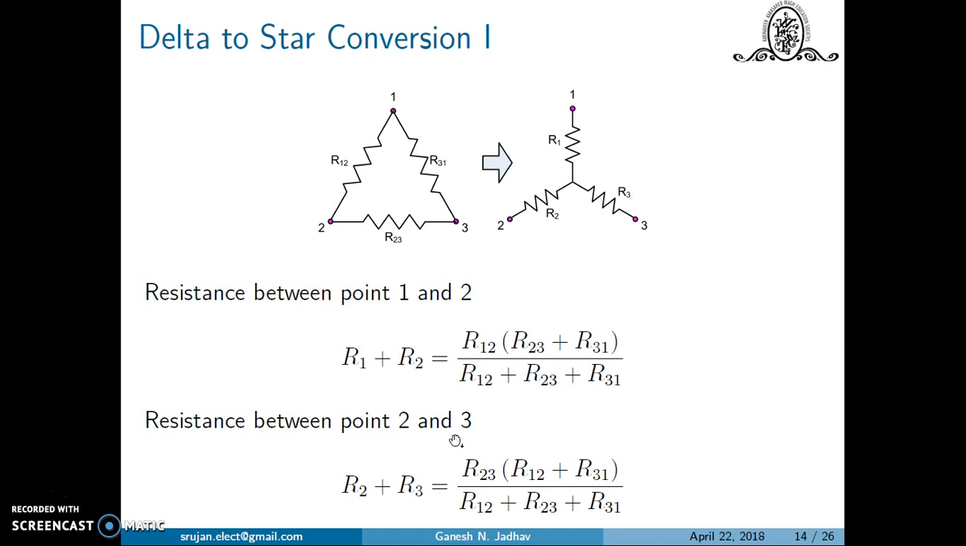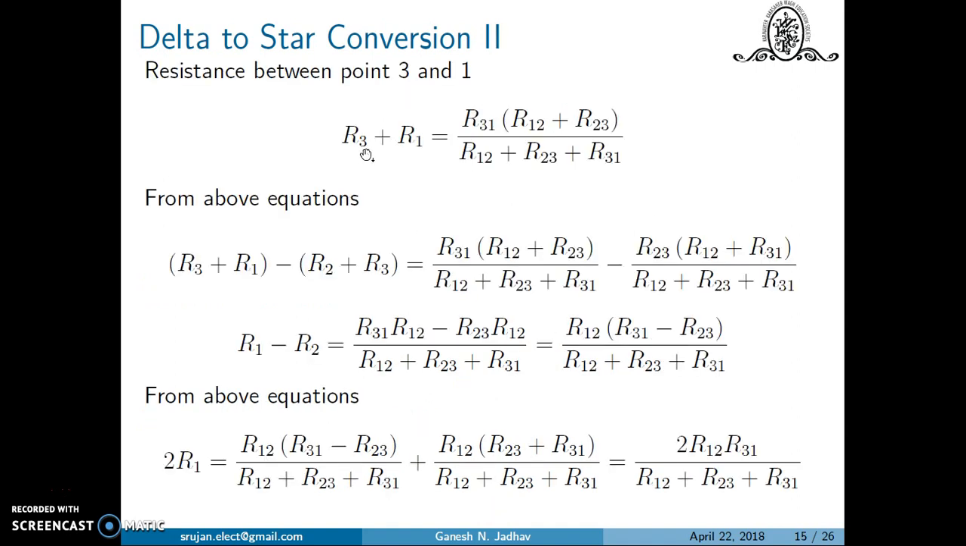Similarly, between points 2 and 3, R23 is in parallel with the series combination of R12 and R31. That is R23 into (R12 plus R31) divided by (R12 plus R23 plus R31). In the star network between 2 and 3, the resistance is R2 plus R3. Similarly, between points 3 and 1, R3 plus R1 is equal to R31 into (R12 plus R23) divided by (R12 plus R23 plus R31).